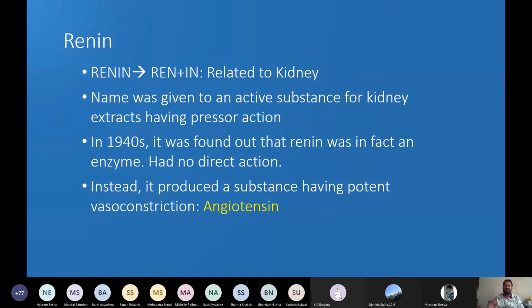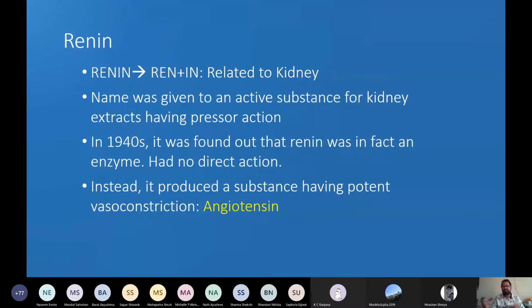Okay, vasoconstrictor. And I hope from your previous classes you should be very familiar with that. If you constrict your blood vessels, then BP will increase. Why will BP increase? Because it needs more pressure.